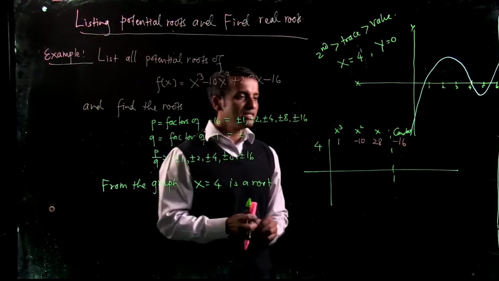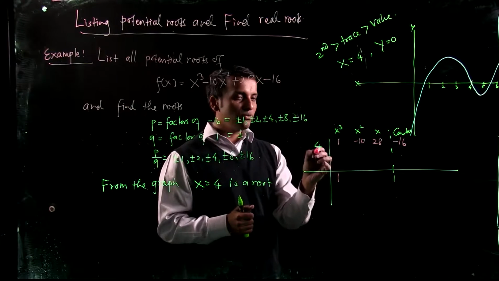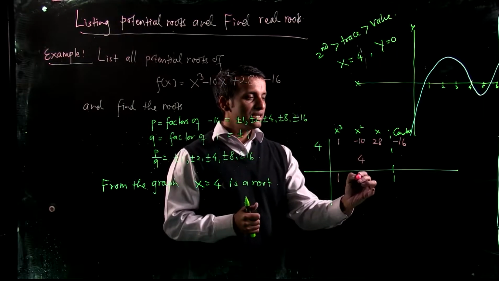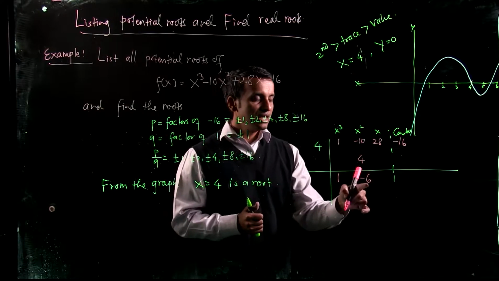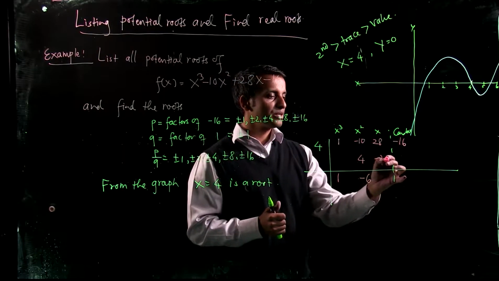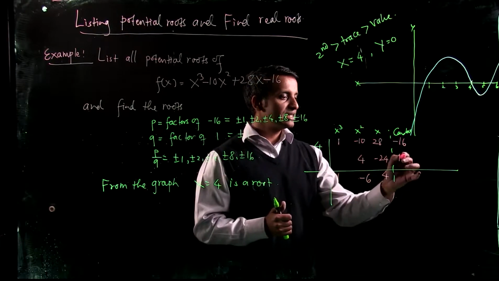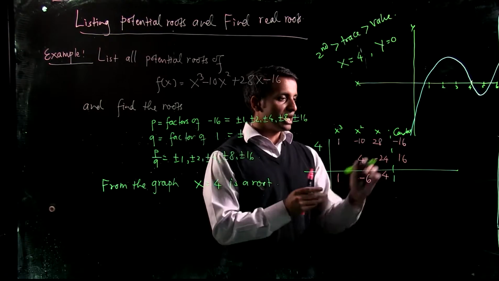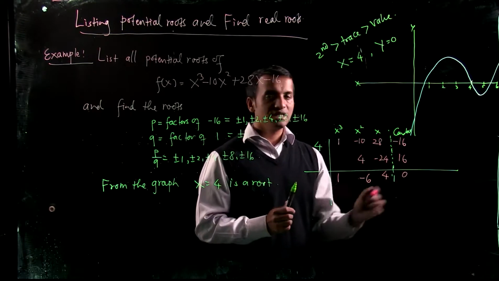You complete these, and then what you get here is 1 is 1, 4 times 1 is 4, and then -10 plus 4 is negative 6. Negative 6 times 4 is negative 24. If you add that, you will get 4, and then 4 times 4 is 16, because this is the dotted line, you see that. Okay, and 16 minus 16 is 0.